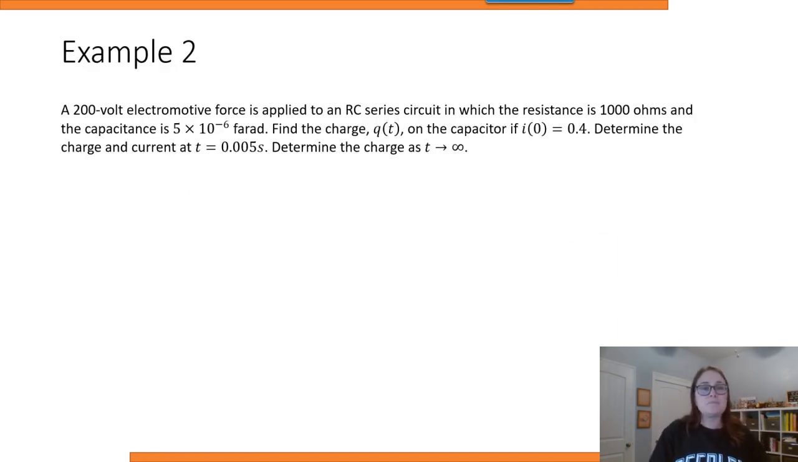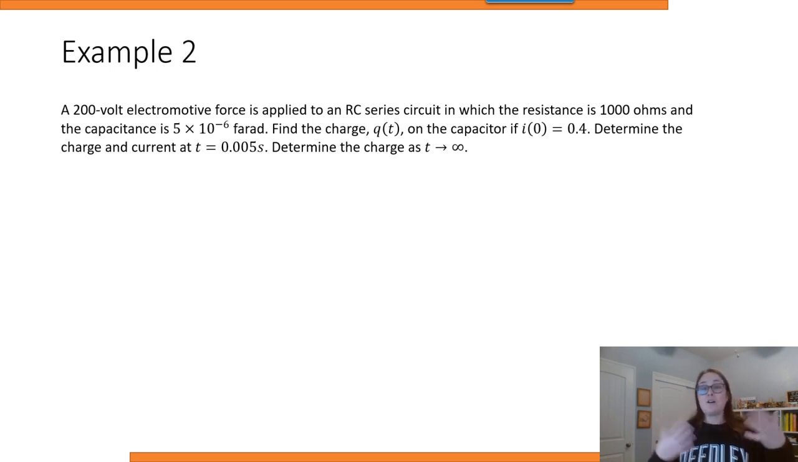Okay, for our second example, a 200 volt electromotive force is applied to an RC series circuit in which the resistance is 1000 ohms and the capacitance is 5 times 10 to the negative 6 farad. Find the charge q of t on the capacitor if i of 0 equals 0.4. Determine the charge and current at time t equals 0.005 seconds, and determine the charge as t approaches infinity. So a lot of things they're asking for here. We've got 3 things we're going to find.